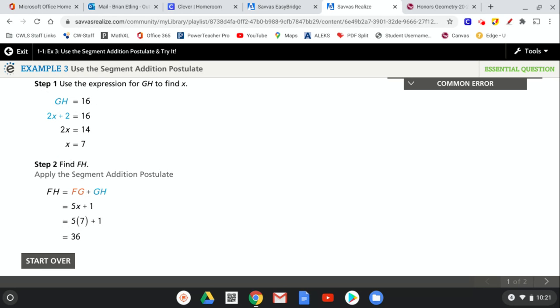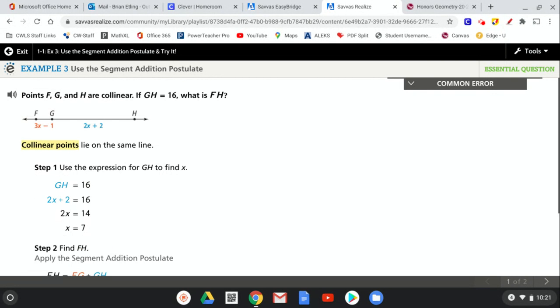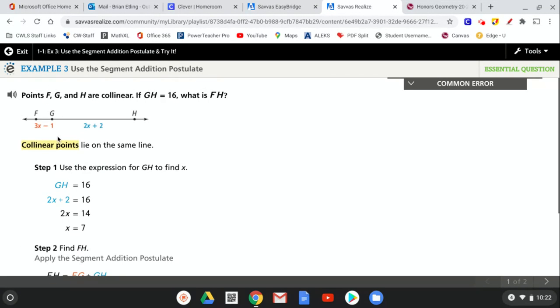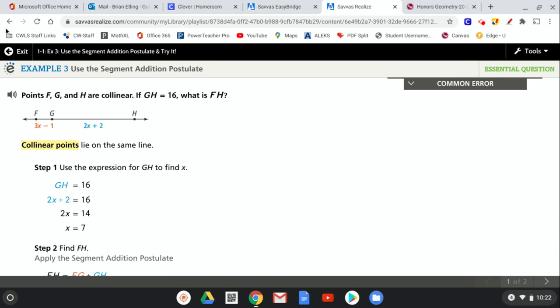Also, I think they showed you a different way to solve it on here, which is fine. They're using the definition, and this is also why I wanted to go through this, because some people think, I can do the 2x plus 2 equals 16. That's fine. You could also do what they did and add the two expressions together. You could add the 3x minus 1 and the 2x plus 2, combine like terms to get 5x plus 1, and then plug in x equals 7 and figure out the total length. You'll notice in geometry, there's more than one way to solve a problem, and either one is fine. Whichever way you see it is fine with me.